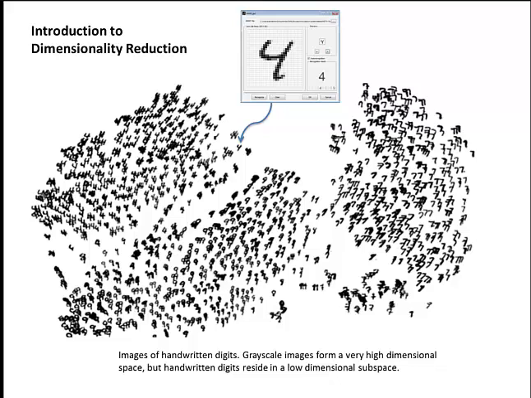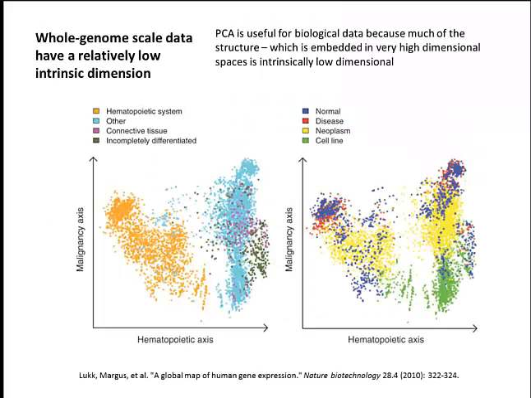And this is generally true of biological data. Even though they reside in very high-dimensional spaces, because biological systems are highly constrained with lots of structure, they're embedded in a very high-dimensional space, but the structure in the data resides in a low-dimensional manifold. This is why, for example, principal component analysis is useful in biology. Here's a nice example looking at principal component analysis of gene expression across many different tissues in a human, and you can see in two dimensions you can pick out most of the structure in this data.